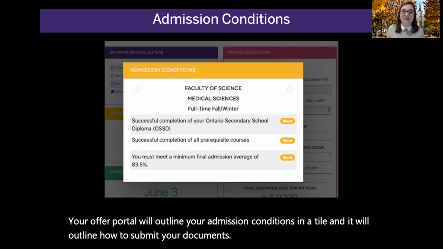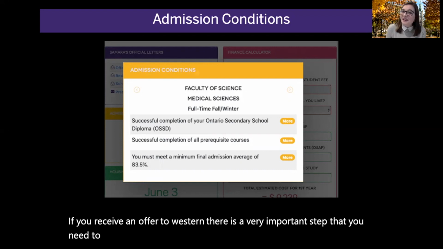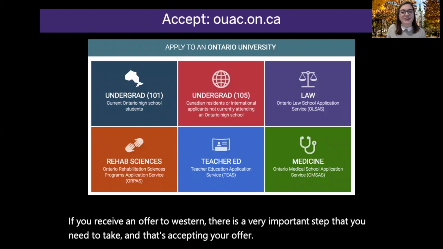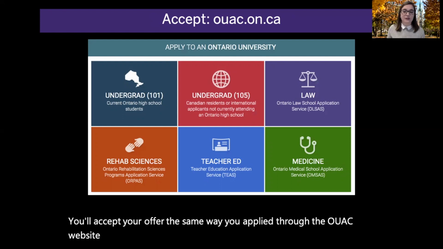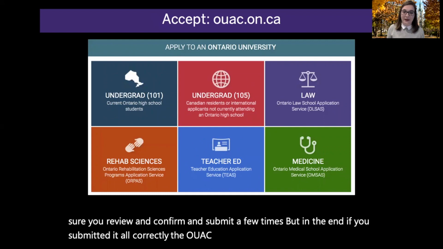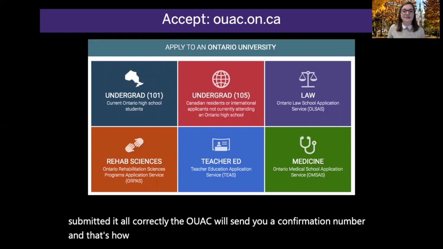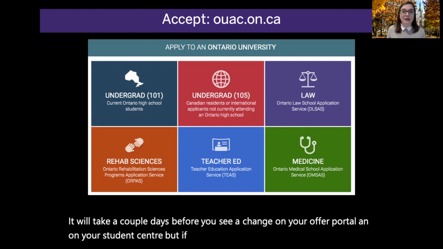If you receive an offer to Western, there is a very important step that you need to take, and that's accepting your offer. You'll accept your offer the same way you applied, through the OUAC website. There are a few steps you need to follow, and you have to make sure you review and confirm and submit a few times. But in the end, if you've submitted it all correctly, the OUAC will send you a confirmation number, and that's how you know that you did it right. It will take a couple days before you see a change on your offer portal and on your student center, but if you got the confirmation email from the OUAC, you should be good to go.